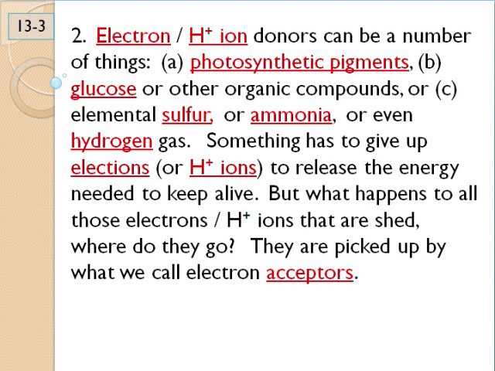Hydrogen gas will provide electrons, and some things can live on it. But here's the trick. Whatever it is has got to give up electrons, because those electrons are used to get energy that you're going to use to build ATP. You must have a supply of energy so you can build ATP.